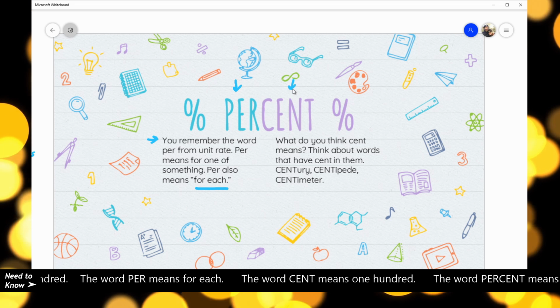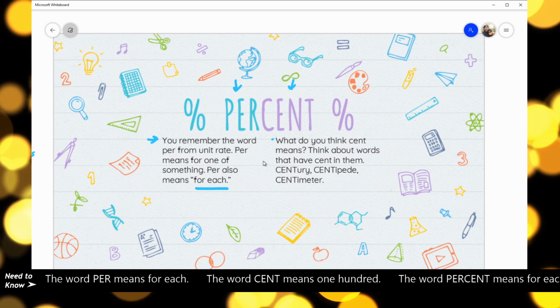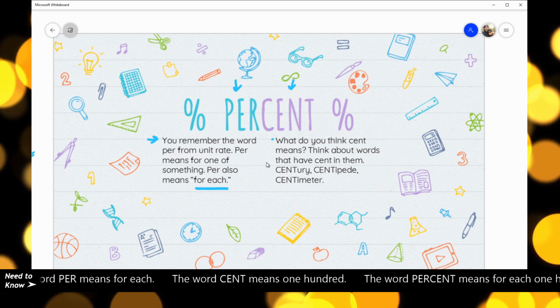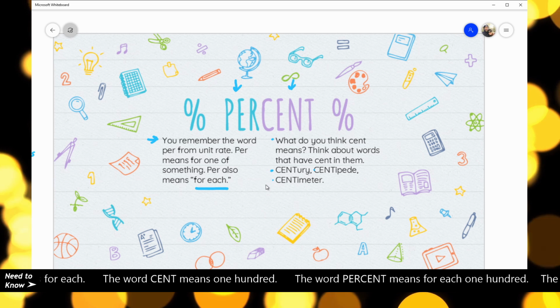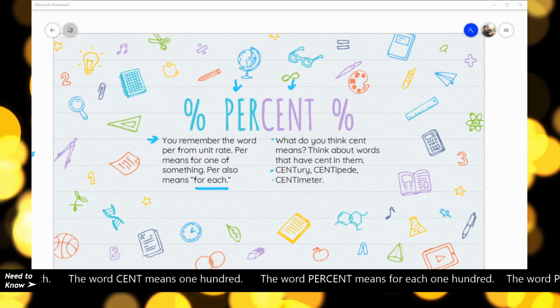What about the word cent? Think about that. What do you think that means? Think about words that have cent in them, like century, centipede, centimeter. What do you think cent means?